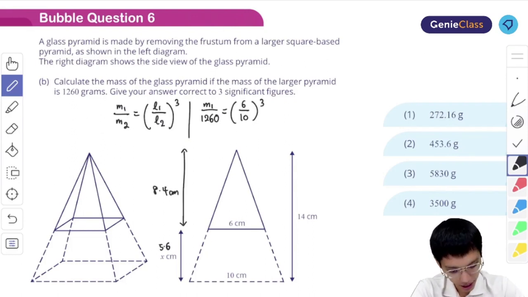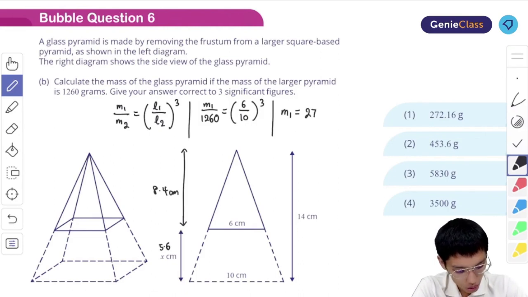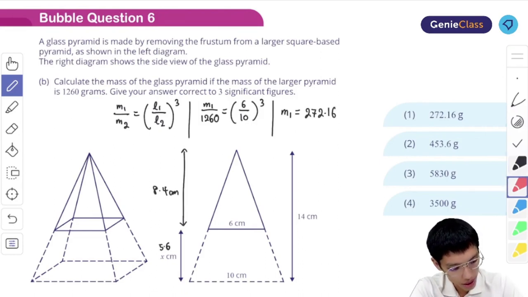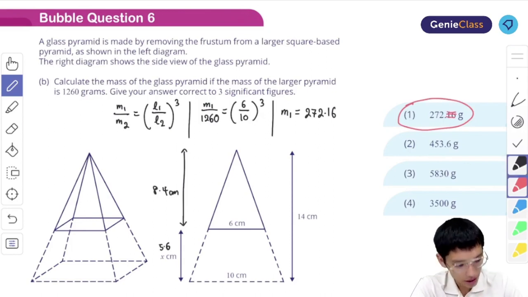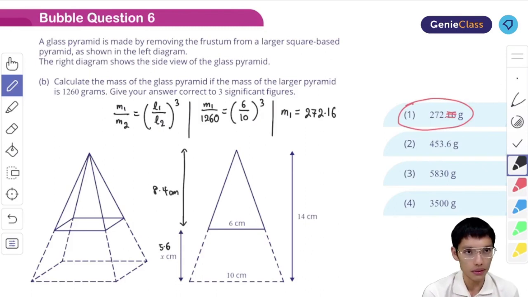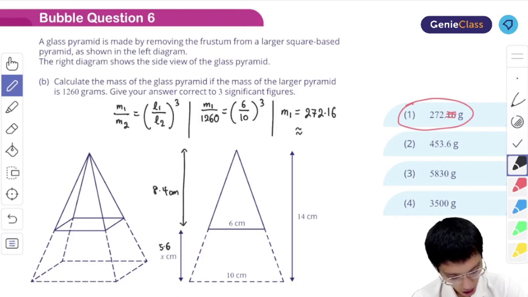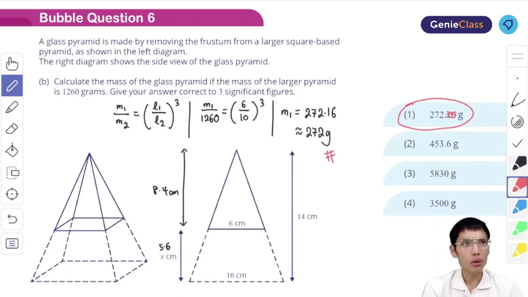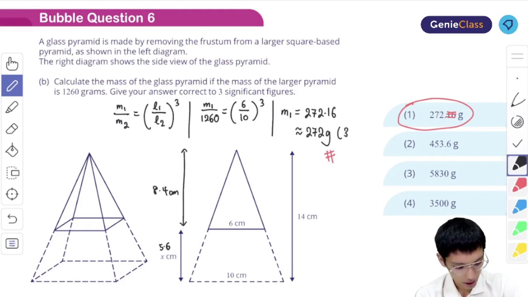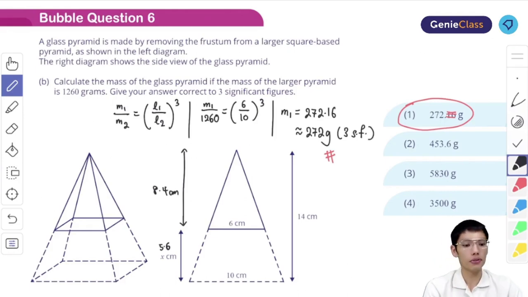Okay, to find M1, just multiply 1260. Some of you realize it's 272.16. This is essentially the answer, but the question asks for 3SF, so this is not correct, though the answer is the same. For those who chose it, there is no refund of bubbles because the answer is still essentially 272. Apologies for that, we'll take note for future lessons. But I do hope you know where the concepts come from. Remember 3SF.